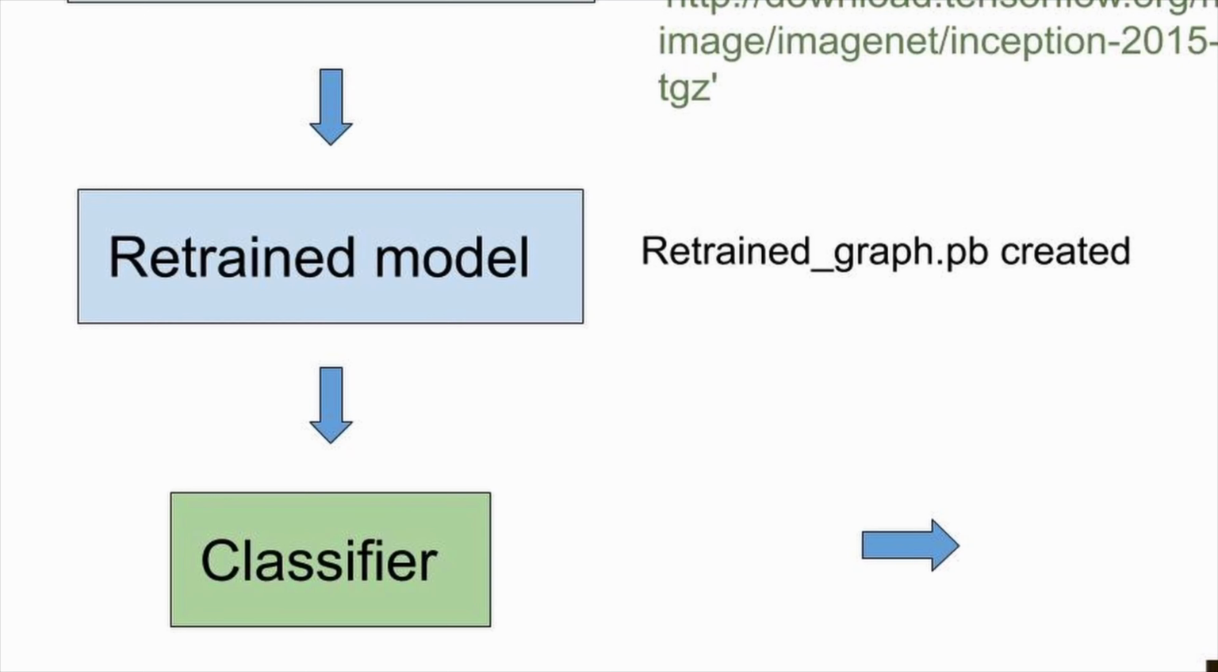After retraining the program with transfer learning, the program creates a protobuf, or PB, file called retraingraph.pb. This is used by the classifier to classify specifically our categories of images. In TensorFlow, the protobuf file contains graph definitions as well as the weights of the model.